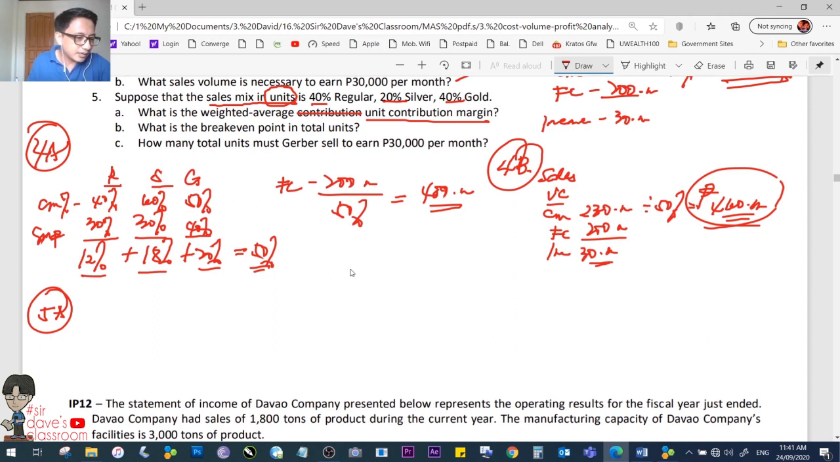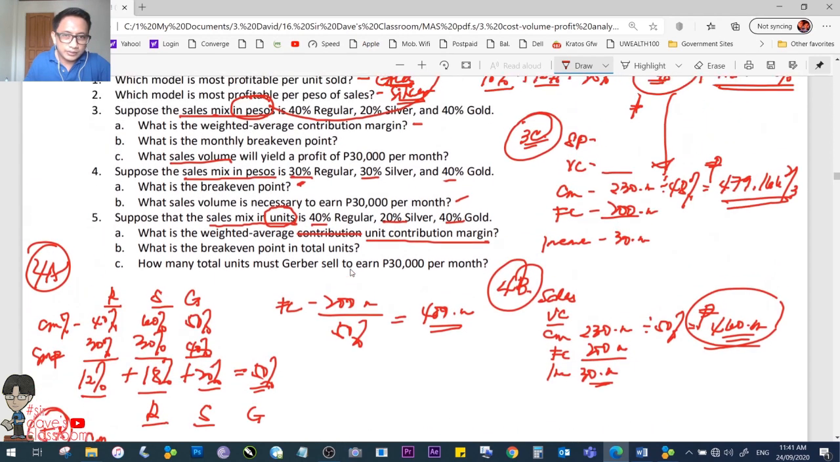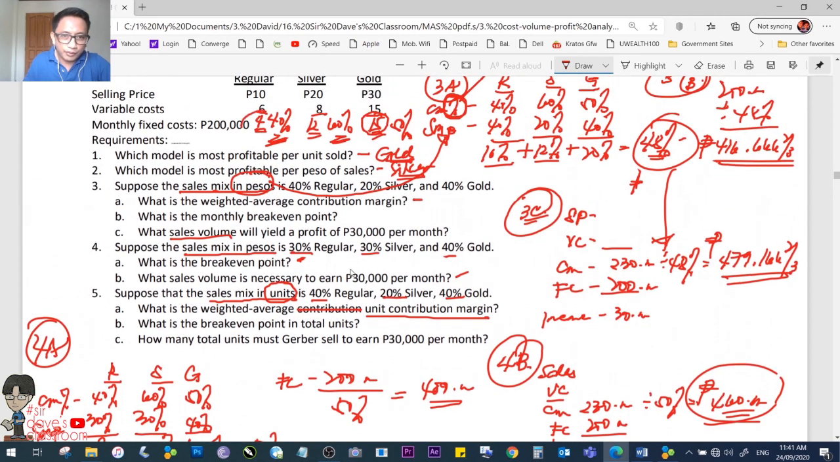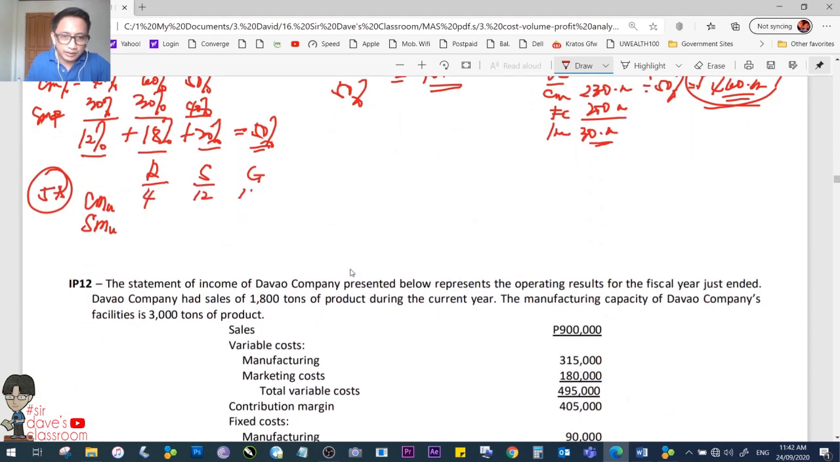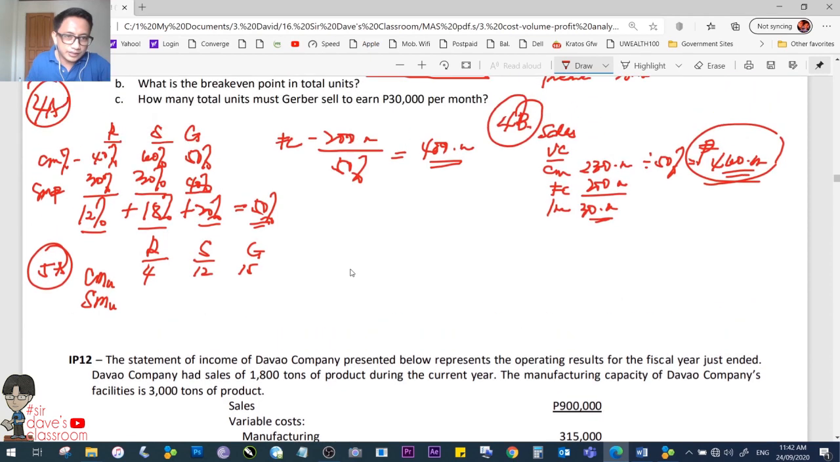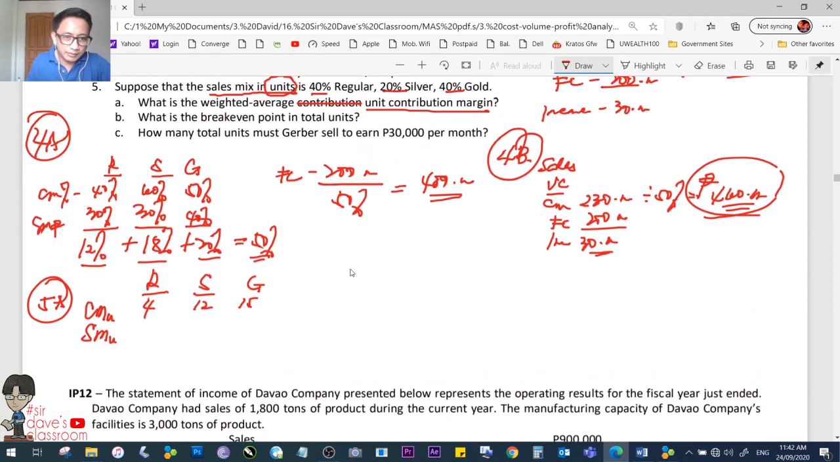So, as explained earlier, the partner of the sales mix in units, of course, is the contribution margin per unit. That is, regular, silver, and gold. What are our unit contribution margins? 4, 12, and 15. Sales mix in units, as dictated in requirement number 5, is 40, 20, 40.